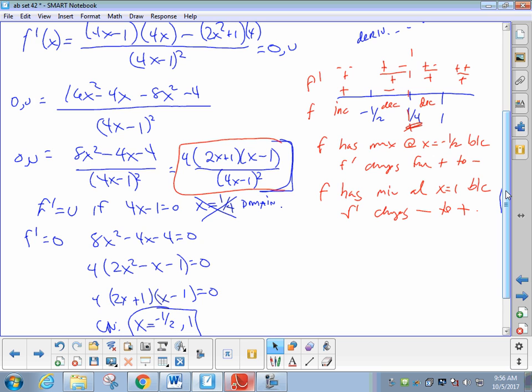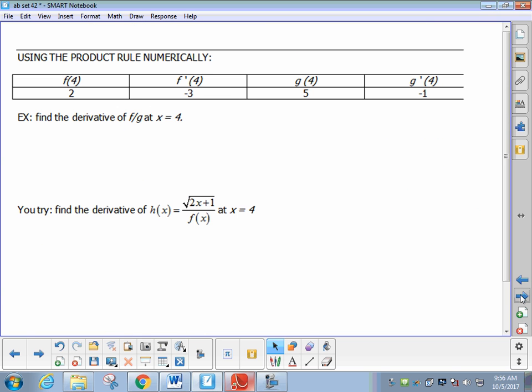That's the application type. Let's go to numerically and graphically, and then we'll call it good. Say, then, you had a table of values for f and g at x equal 4, and you wanted the derivative. I would start with the general derivative. Don't worry about the table. First, tell me what the derivative is. Low, f prime, d high minus high, d low, over the square of what's below, g squared.